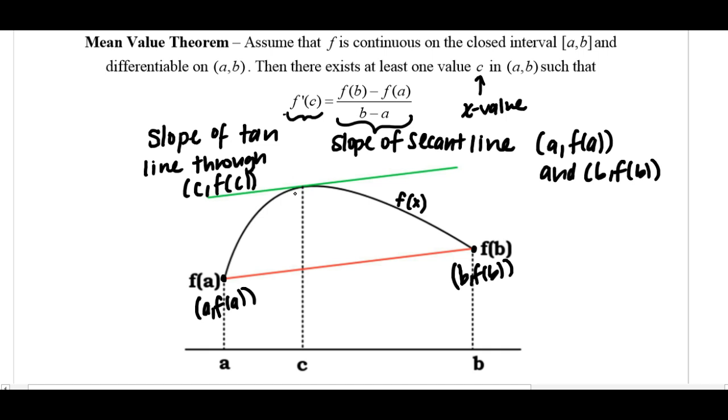So I'm going to be able to find one x value between a and b at least, such that the slope of the tangent line is the same as the slope of the secant line. So this green line and this red line here are parallel. They have the same slope. So by the mean value theorem, you're always guaranteed to find at least one such value where the slope of the tangent line is equal to the slope of the secant line.